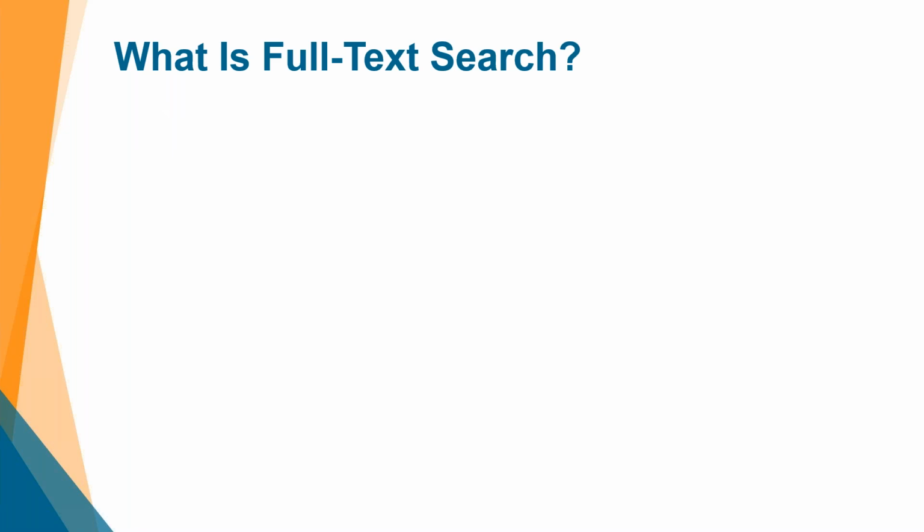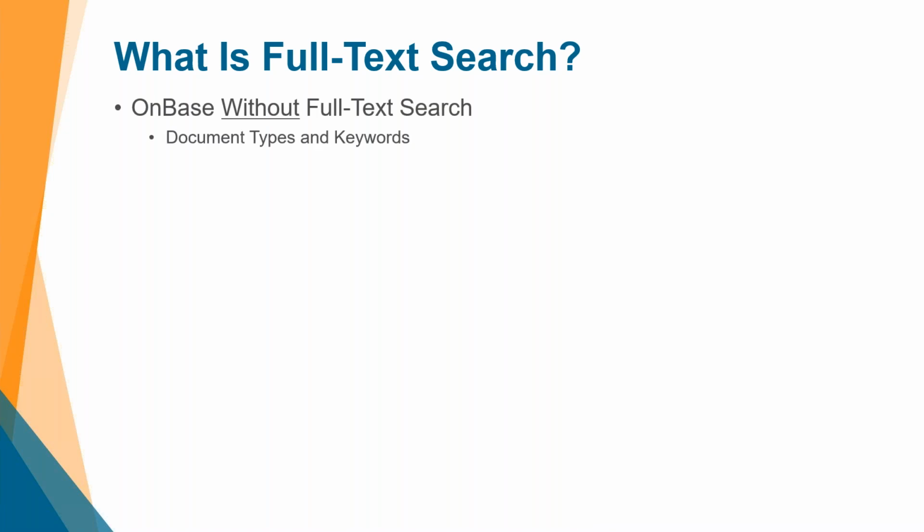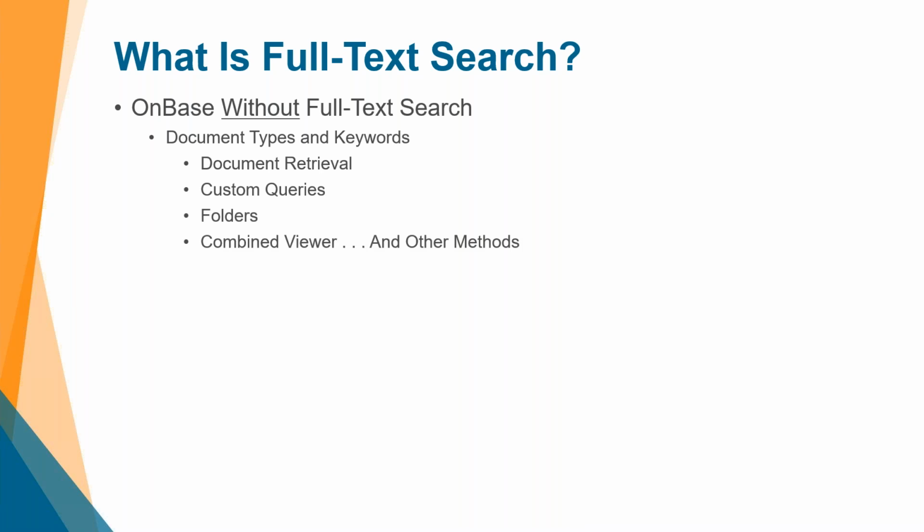So to set the stage, what is full text search? Again, a number of you don't currently have full text search or don't know whether you have it. So let's set the stage. Today in OnBase, without full text search, I think you all understand how you can retrieve documents. Really, you have your different document types, you have your keywords, and you can find those documents using that combination of both through native document retrieval, through your custom queries that may be configured, through folders if you have that configured, or if you're using a newer version of OnBase with the Unity client, you have the combined viewer.